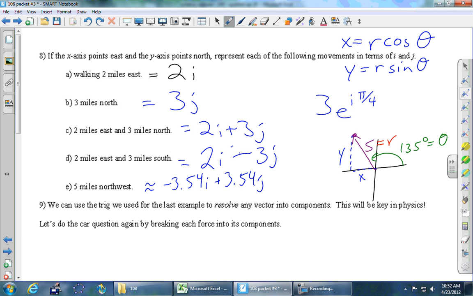Yeah, we went up. So as long as you use the correct angle, that 135, its standard position, the signs will take care of themselves. Okay. All right, so that's good.